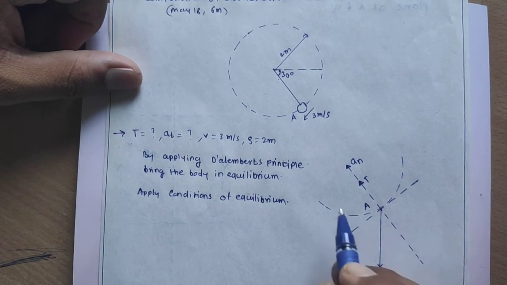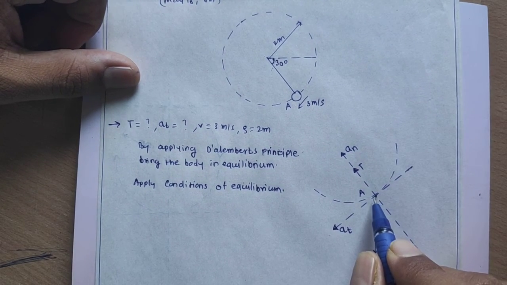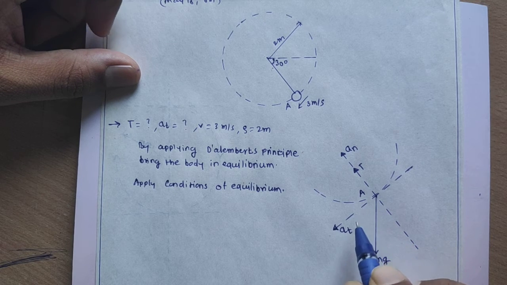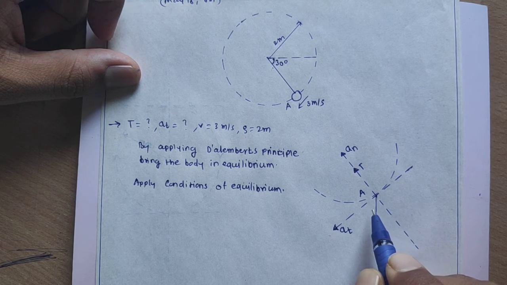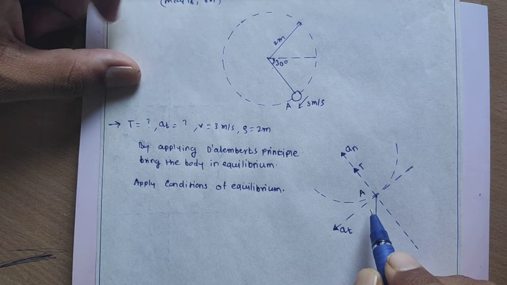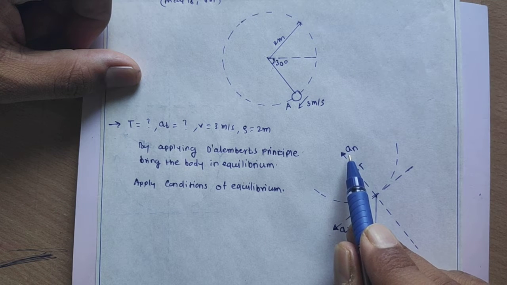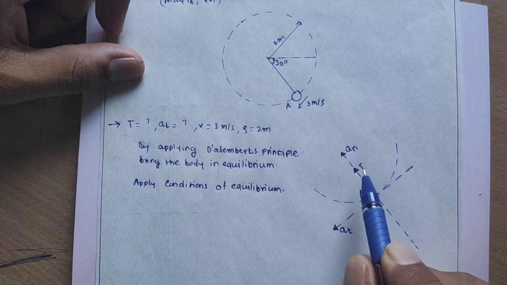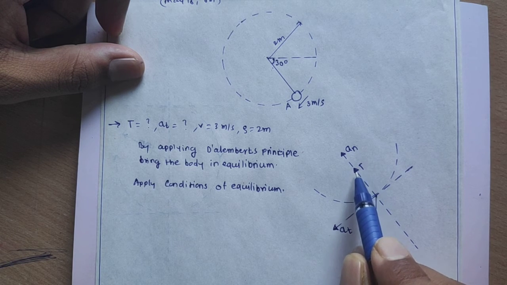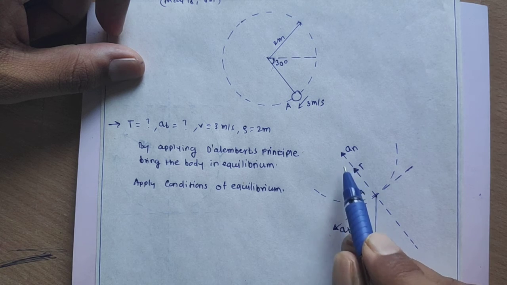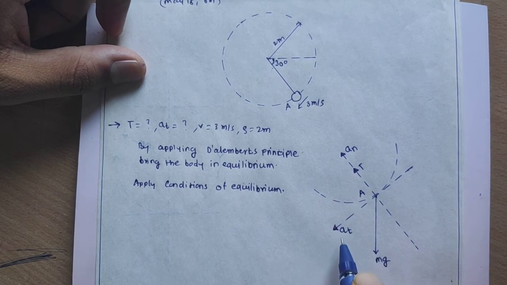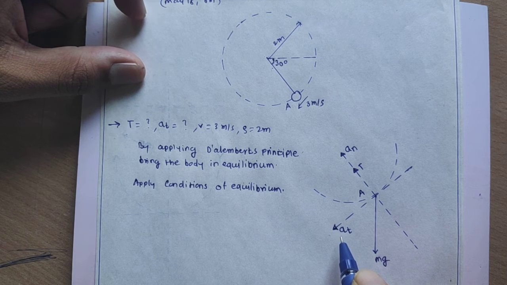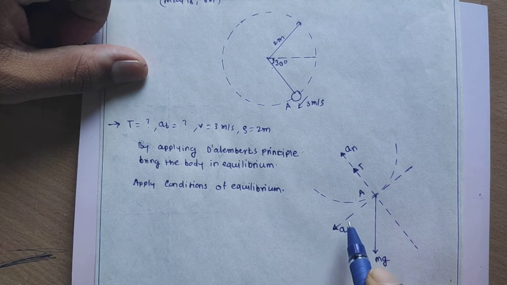So here you can see this is the FBD at point A, and first of all we have to mention the directions of the acceleration along the normal and tangential direction. We know the normal acceleration AN is always towards the inside of the curve, along the cord, and hence the tension is also in this direction. And this is the tangential acceleration, tangential to the curve in the direction of the motion of the particle.